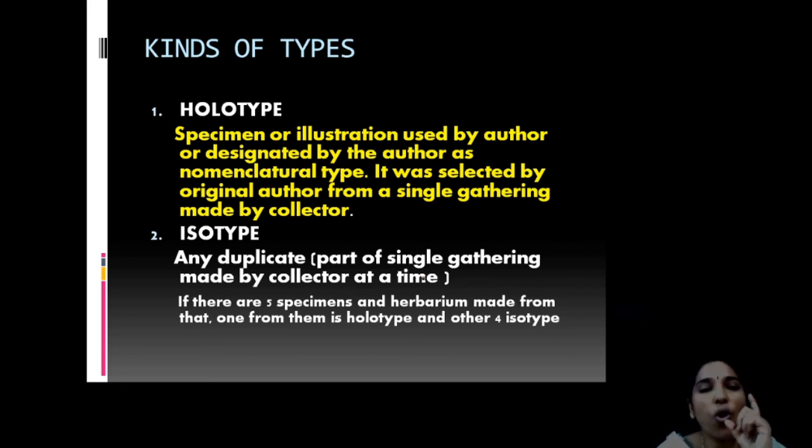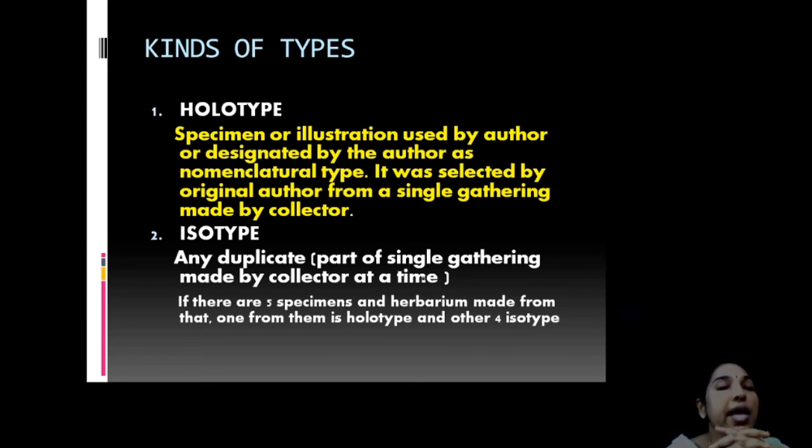So, the author who used the material for describing, that is the original author from a single gathering. That is, the collector is those who collect. Here I am the collector, I am taking the plant. That is holotype. See, okay.